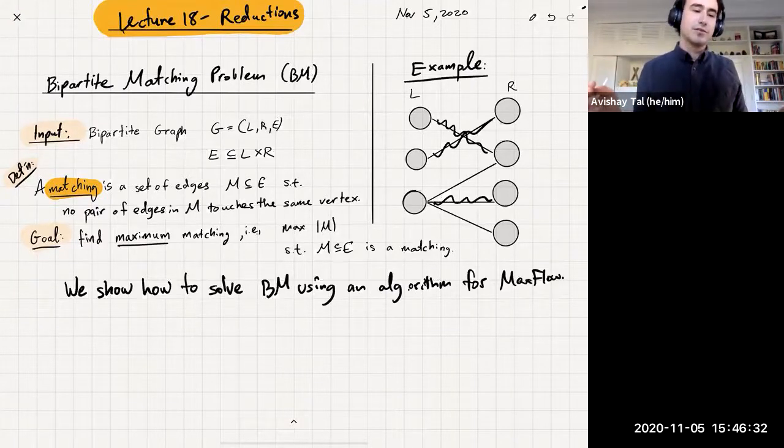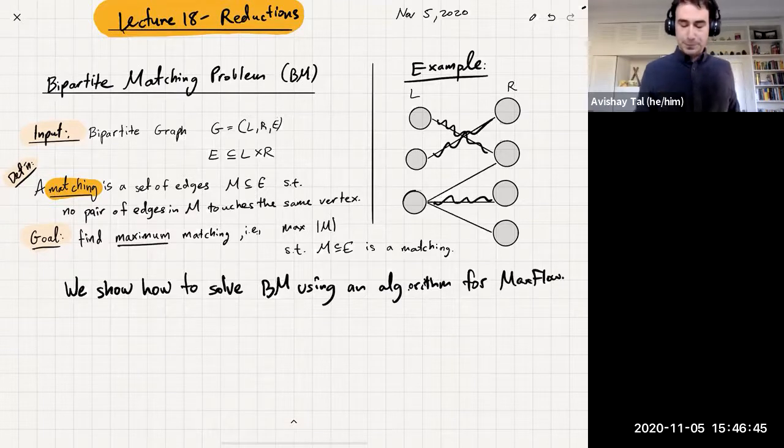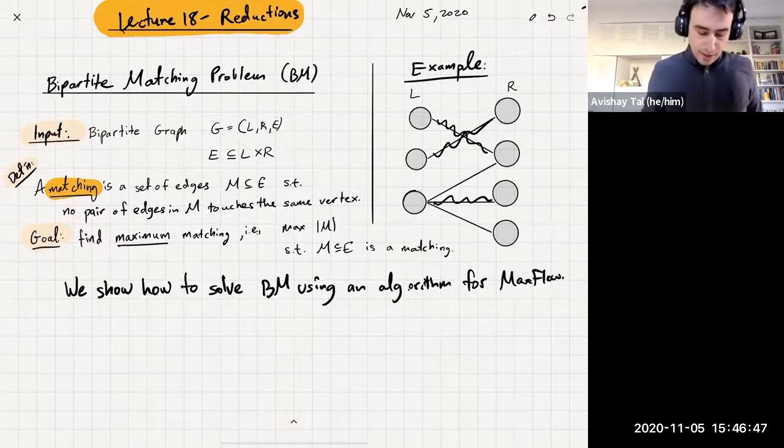We want to maximize the number of hires. There's always a very trivial matching that doesn't match anything, but that's not that interesting. So we want to match as many doctors to hospitals as possible. You can also think of motivations coming from matchmaking. This is maybe the more traditional story.